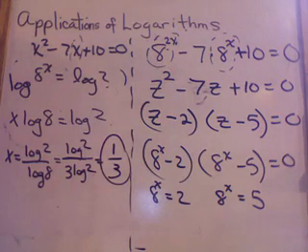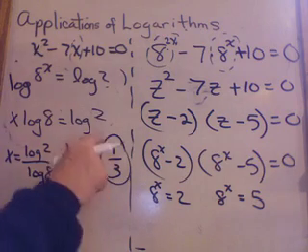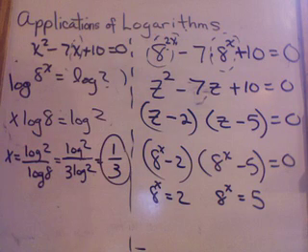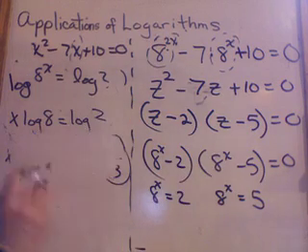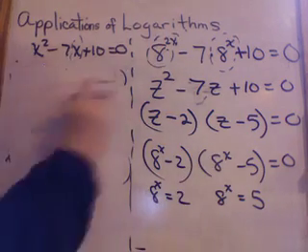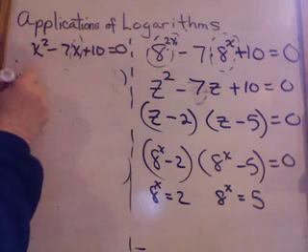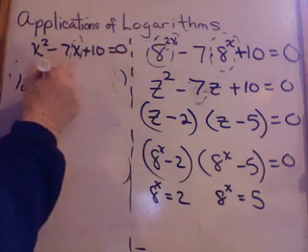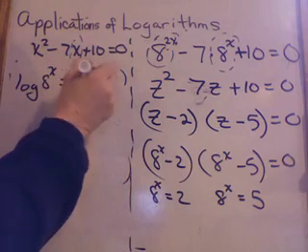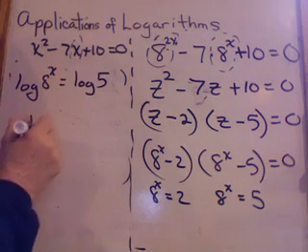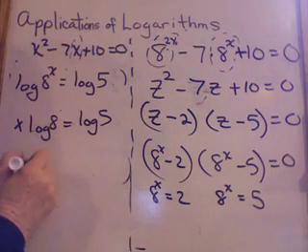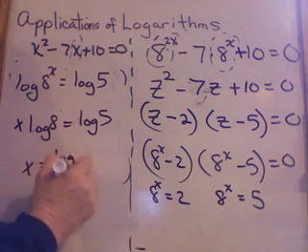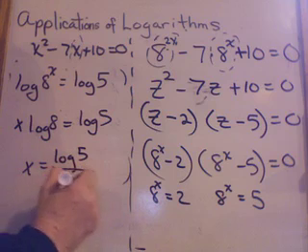Final answer. Okay? On some of these, you'll be allowed to use your calculator. Sometimes you can't get to that nice final answer. Let's try this one. So again, let's erase this and we'll start over. So I do log 8 to the x equals log 5. x log 8 equals log 5. x equals log 5 over log 8.